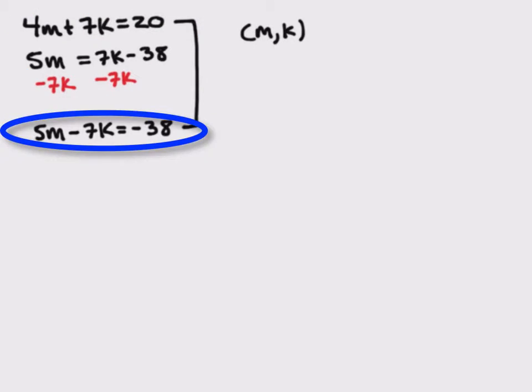So let's look at this equation right here. 5m minus 7k equals negative 38. Of course, if we add the same number to both sides of the equation, we're going to get a true statement. And that's exactly what we're going to do, but in a very tricky way.